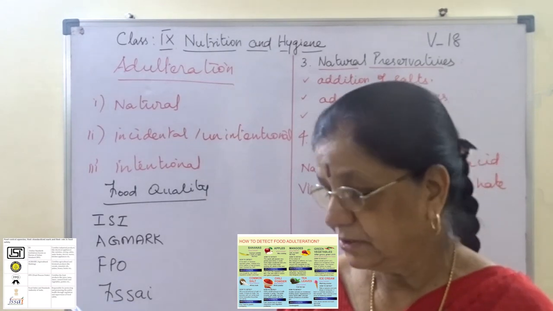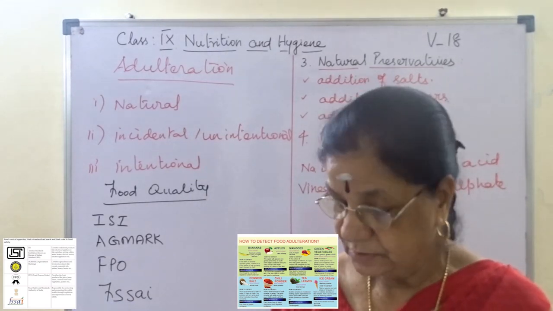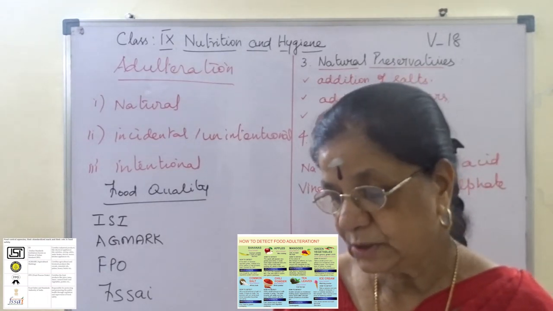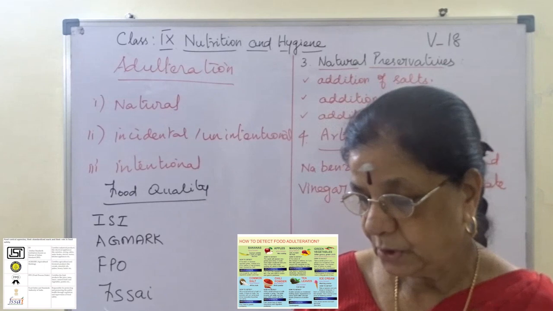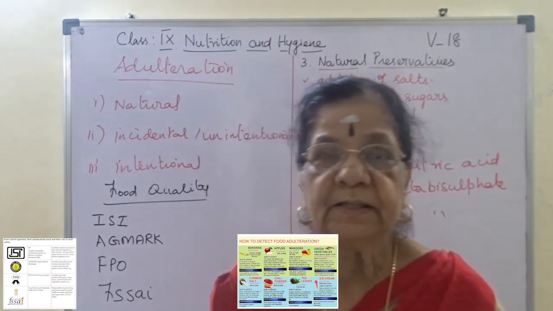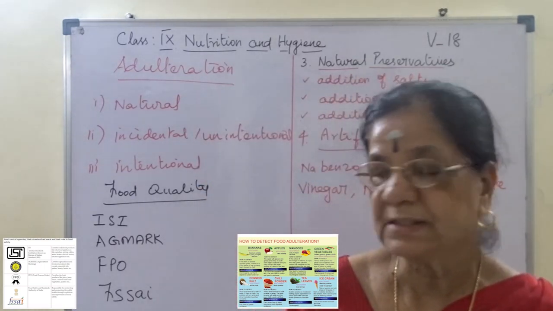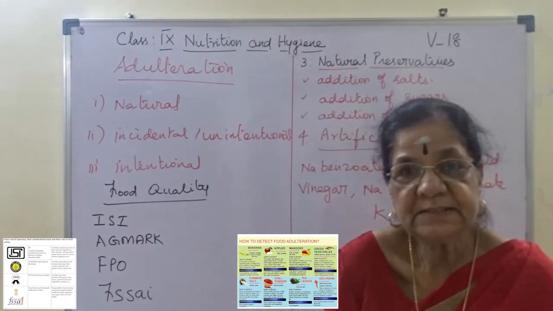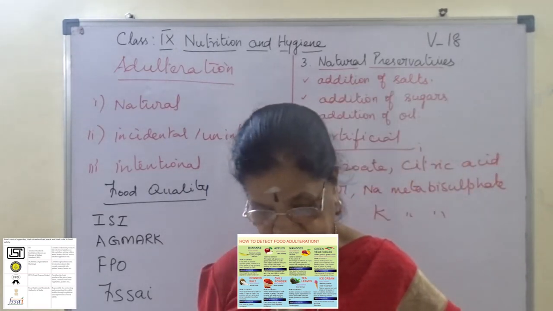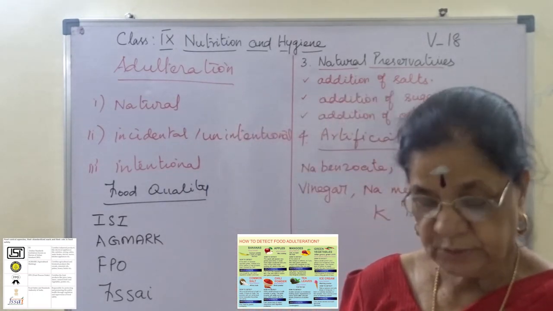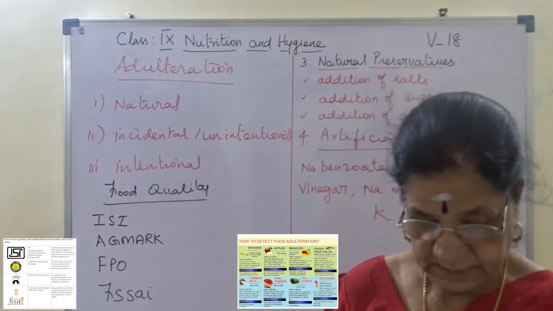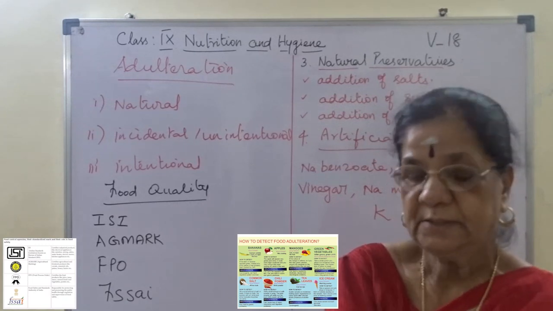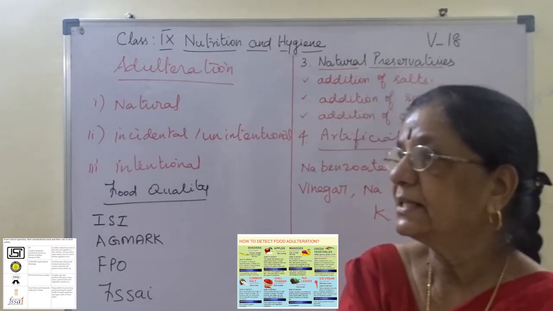Same way cherry: marine toxin, hydrocyanic acid in seeds of apple and cherry, marine toxin, fish oil poisoning, and environmental contaminants. These are all natural adulterants. Whereas incidental or unintentional adulterants are added unknowingly due to ignorance or carelessness.